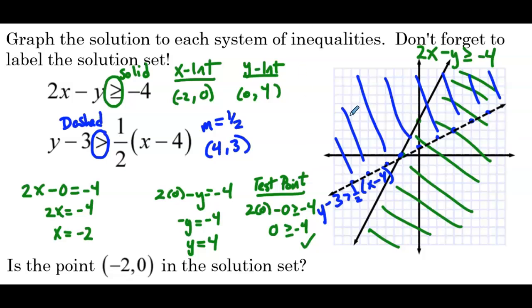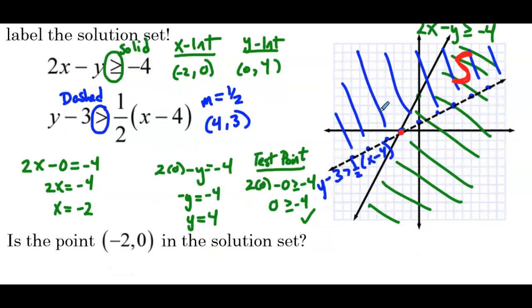So where's our solution set? Our solution set is where they overlap. So this region right up here. So the next question is the point negative 2, 0 in the solution set? So is that point right there in the solution set? Well, that's going to take a little bit of reasoning.